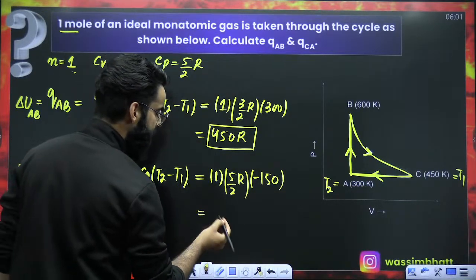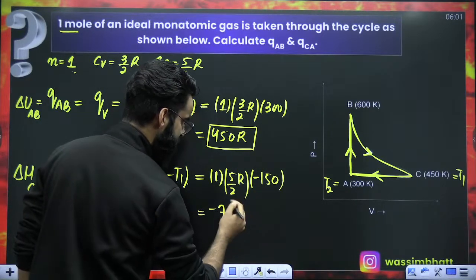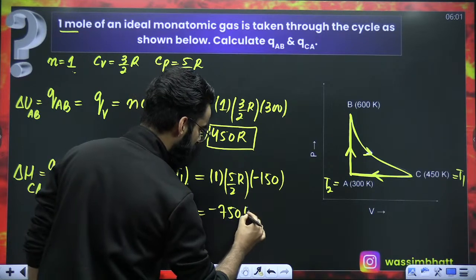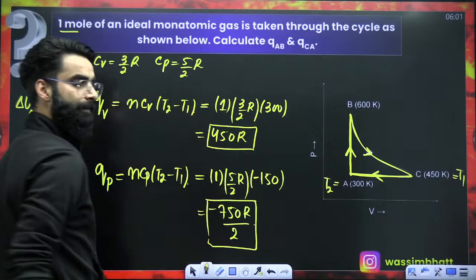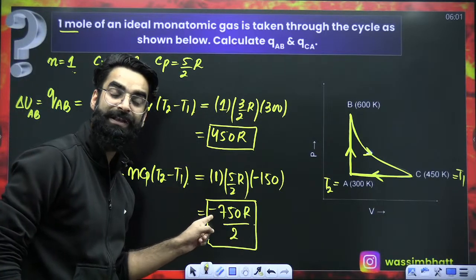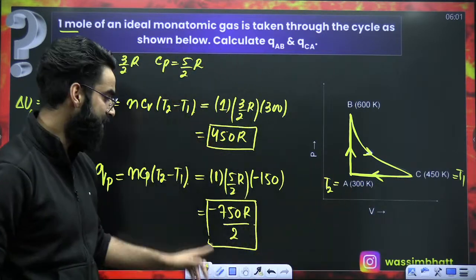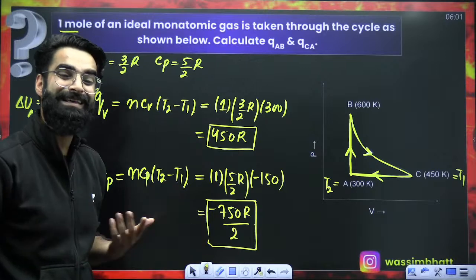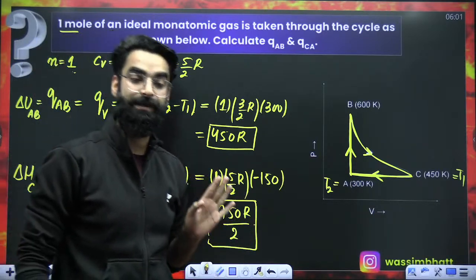So it is going to be 5 into 150 comes out to be minus 750R divided by 2. This is the value of Q during the process CA. So dear students, is the value of Q coming out to be positive or negative? It's coming out to be negative. If the value of Q during the process CA is negative, that means during the process CA, heat is released by the gas. And this much amount of heat is released by the gas during the process CA.